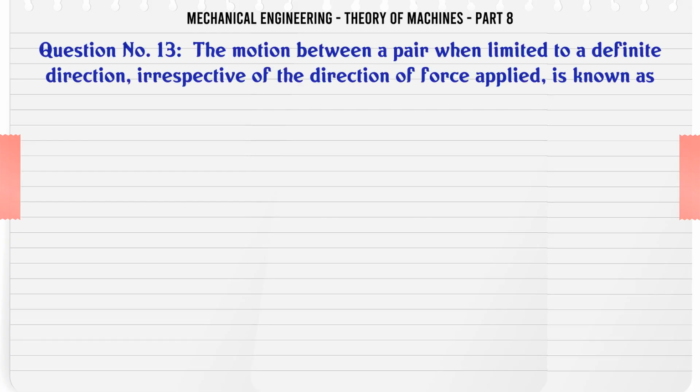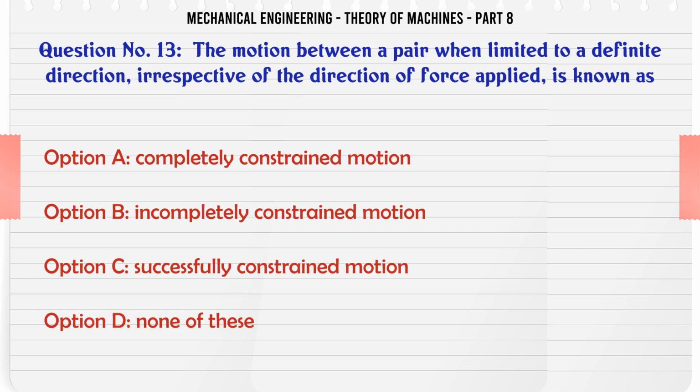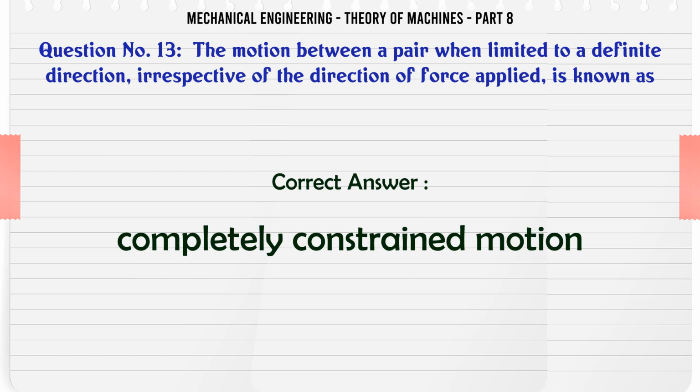The motion between a pair when limited to a definite direction irrespective of the direction of force applied is known as: A. Completely constrained motion, B. Incompletely constrained motion, C. Successfully constrained motion, D. None of these. The correct answer is completely constrained motion.